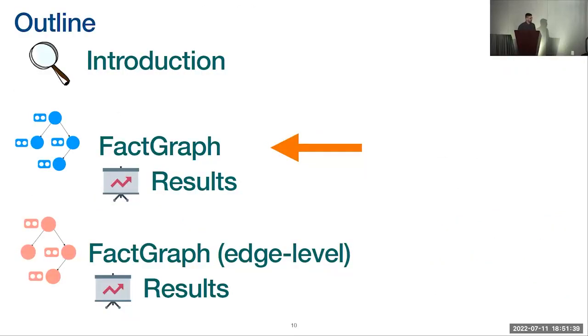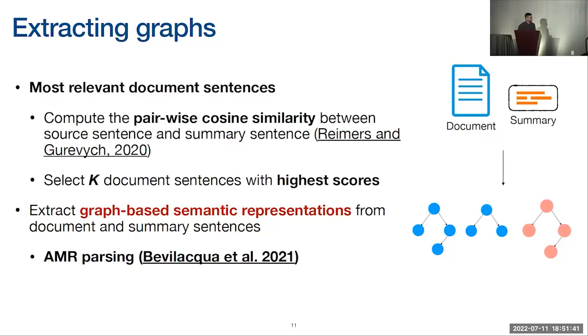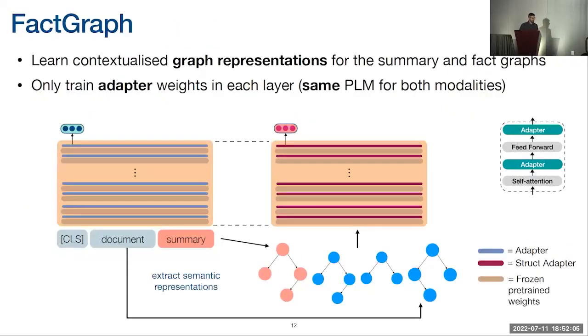So we'll present our approach called FactGraph. First, we extract the most salient sentences from the document, computing pairwise cosine similarity between the source sentences and the summary sentence, and we select the top K document sentences using the highest scores. We extract graph-based semantic representations from those sentences, for example, using a state-of-the-art AMR parser. The idea here is that we have a dual approach where we encode the text on one side, and on the other side we encode the semantic representations, learning contextualized graph representations for the summary.